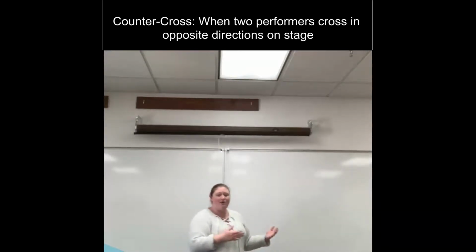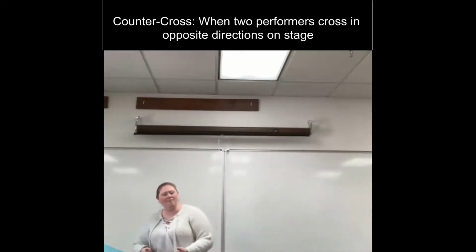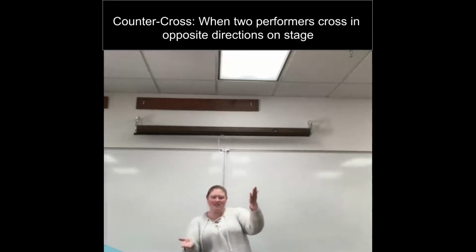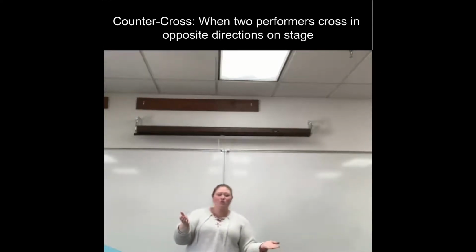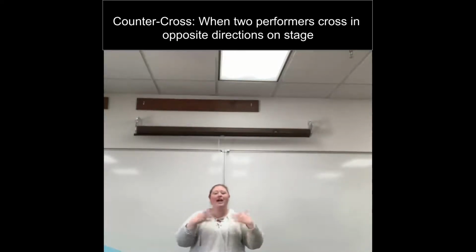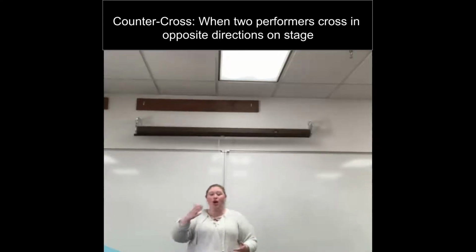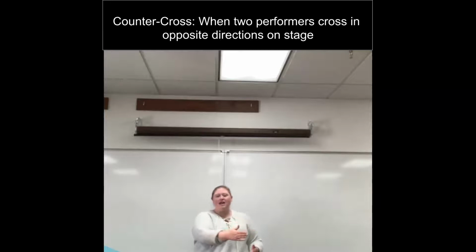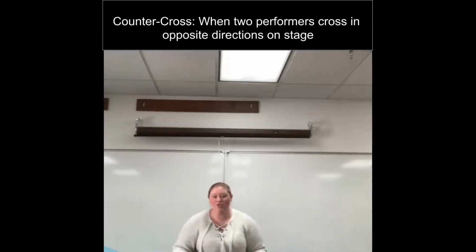If you have 3 people over here and only one person over here, it's going to seem imbalanced. There's going to be more people on this side, which makes this side of the stage seem heavier or like it has more going on. So, if a performer goes to one side of the stage and the director thinks that it makes the stage look imbalanced, they might have another performer go to the opposite side of the stage in a counter cross.